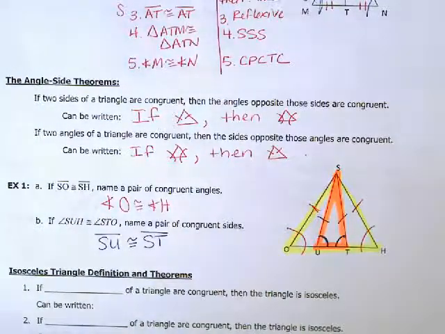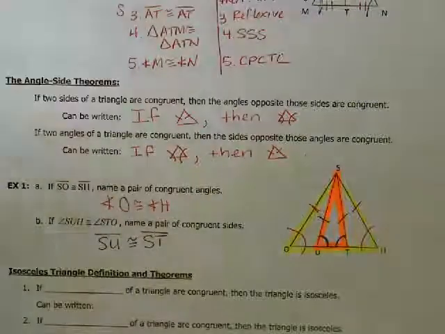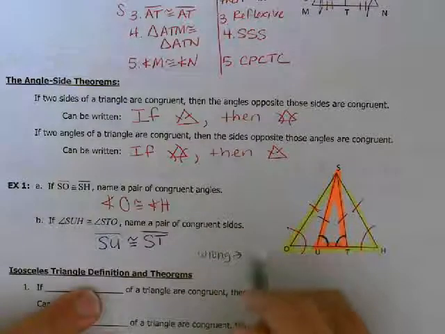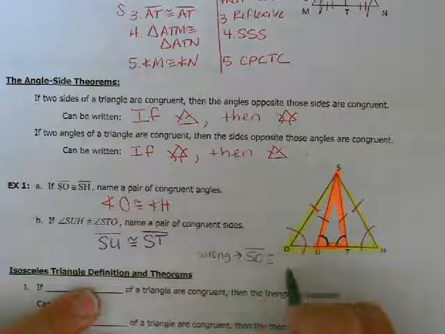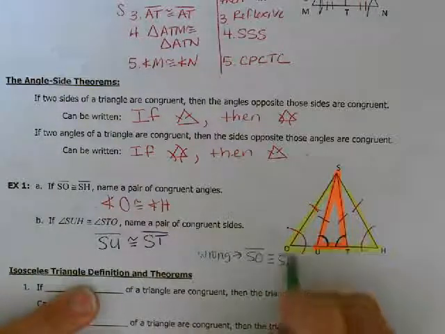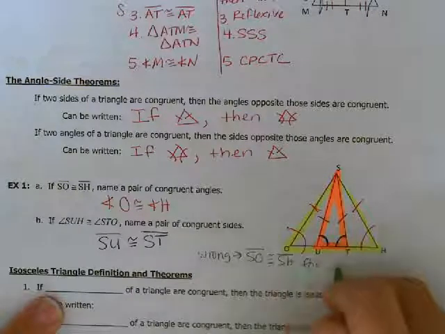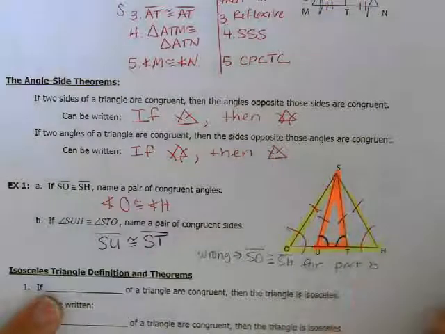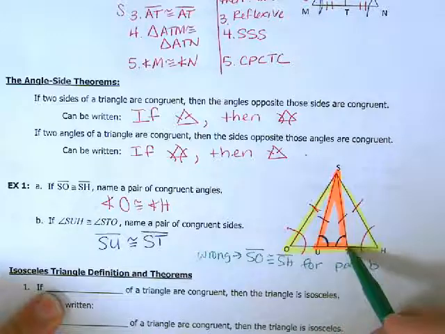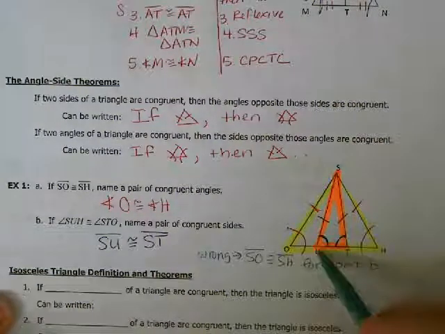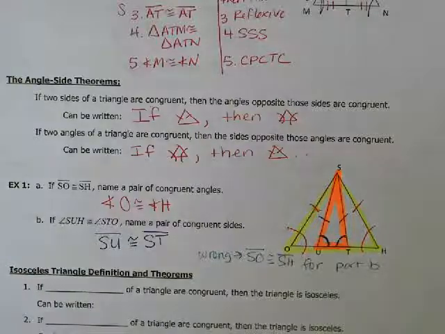Okay. It would not be okay to say that SO is congruent to SH for part B, because they are not part of the triangle that angle SUT and angle STU are base angles for.